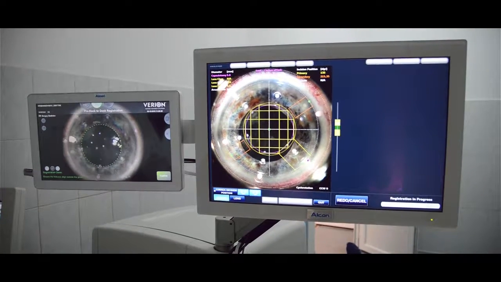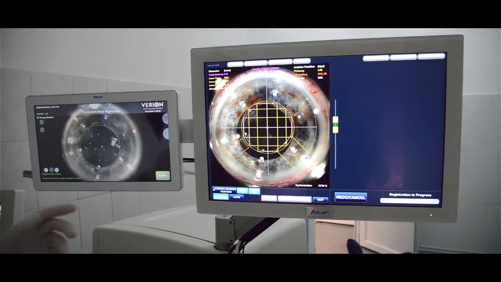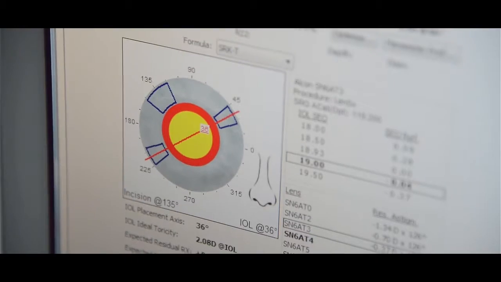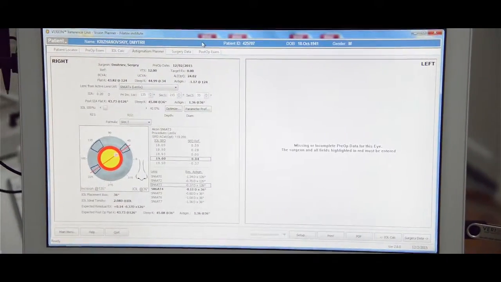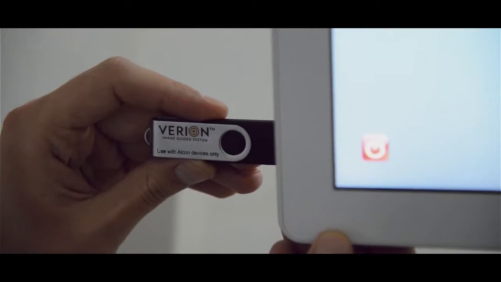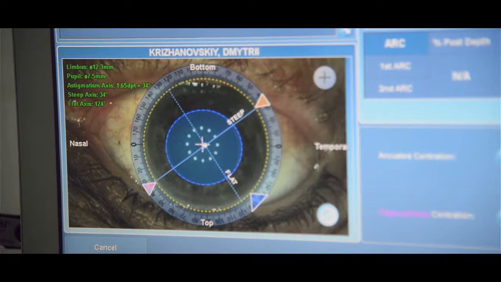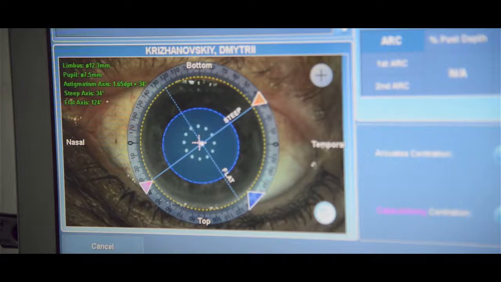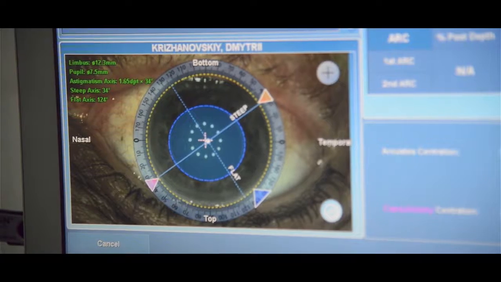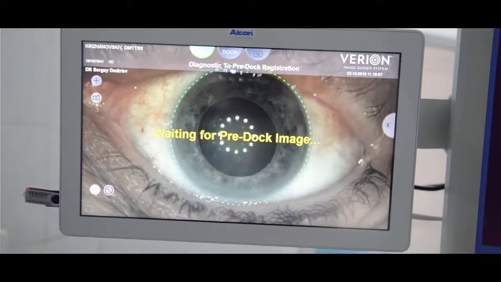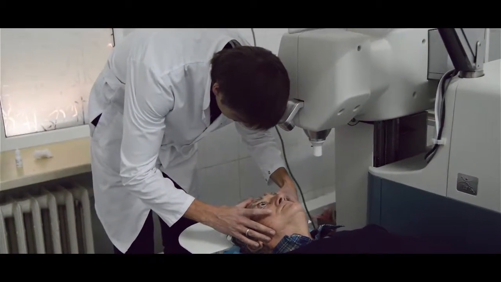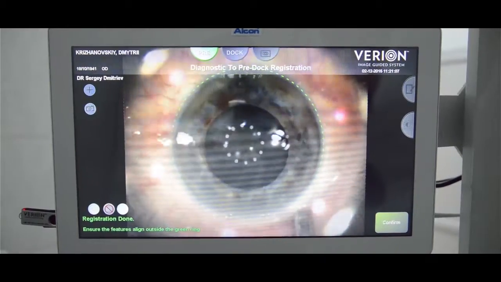A 65-year-old patient was referred to our clinic for evaluation of cataract in the right eye. Corneal curvature parameters of the right eye were measured via the Verion Image Guidance System. Location of the steep meridian axis was taken into consideration during planning of corneal incision sites. The steep meridian was 44.95, axis 35 degrees. The amount of astigmatism was 1.65 diopters. Implantation of a toric IOL, AcrySof Toric IQ plus 19.0, SN6AT3, was recommended.